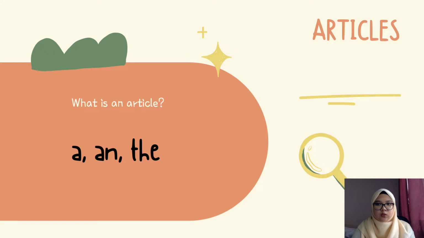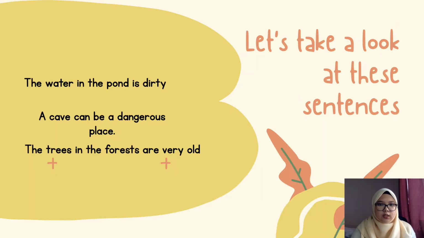Okay, now let's take a look at what an article is. Basically, articles are a, an and the, and sometimes a sentence does not include any of these articles. It can come with a blank space. Before that, let's take a look at the sentences. We have the pond. The water in the pond is dirty. A cave can be a dangerous place. And lastly, the trees in the forest are very old. What can you see in these sentences?